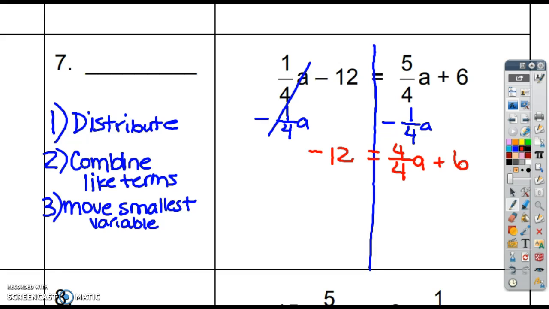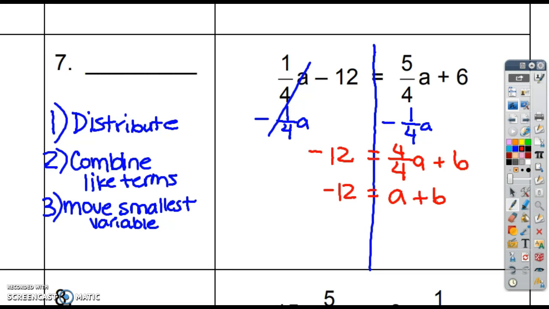Now, this is where a lot of you might get confused. Does 4/4 a look normal? First of all, what is 4 divided by 4? 4 divided by 4 is 1. So really, this equation should be negative 12 equals 1a plus 6. Do I need to show that invisible 1? No, so we can just write a plus 6. Now this looks a little bit better, and I can go ahead and solve.